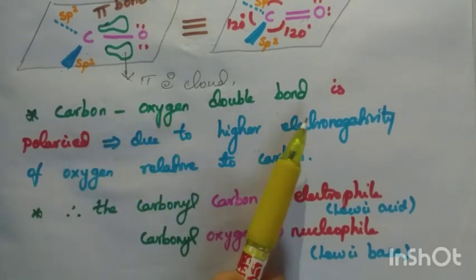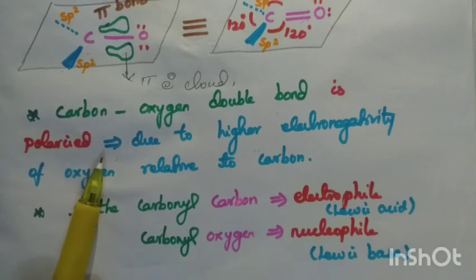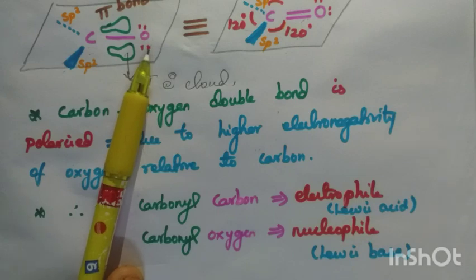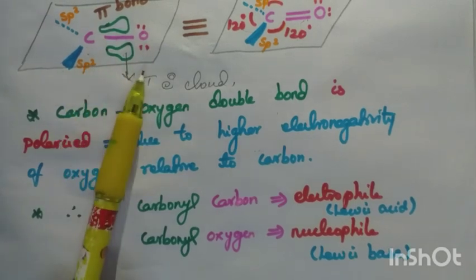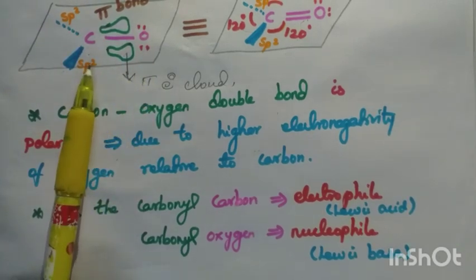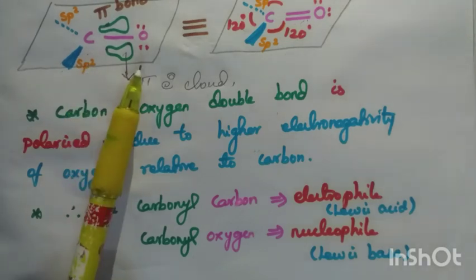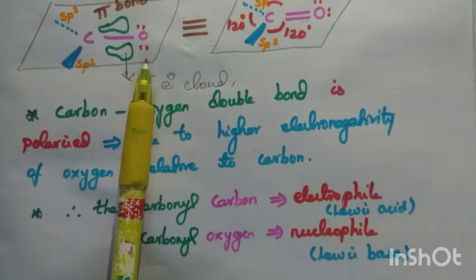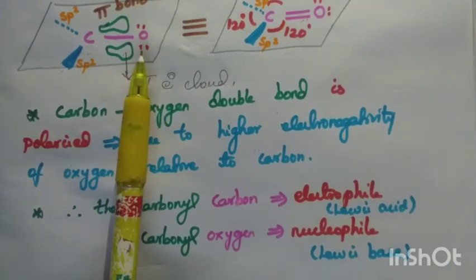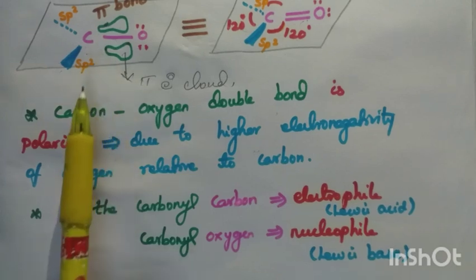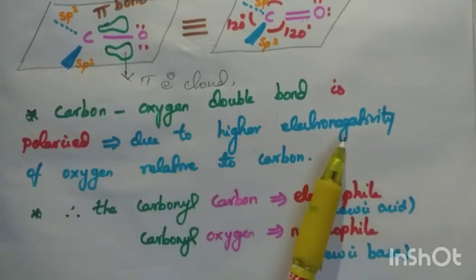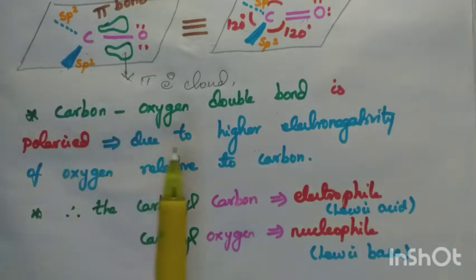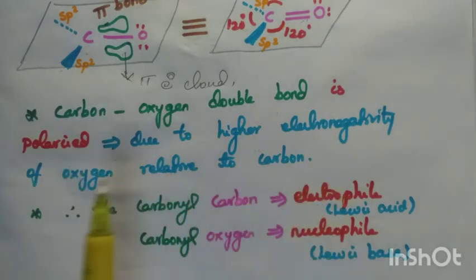Now the carbon-oxygen double bond is polarized. Why is it polarized? Because in this carbonyl carbon, one oxygen is attached. Comparing oxygen and carbon, which is highly electronegative? Oxygen is highly electronegative. That means it has a tendency to attract the electron towards itself, so it becomes negative and the carbon becomes plus. This is due to the higher electronegativity of oxygen.